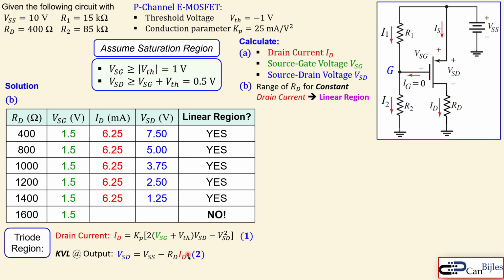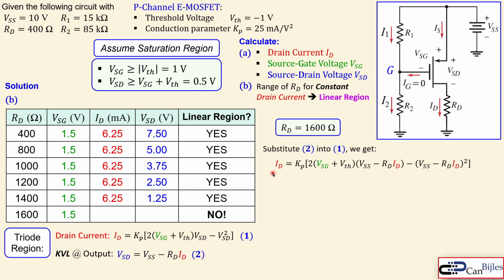If I now call this equation number 2, and moving on with the RD of 1.6 kilo ohms for our future calculations, we can substitute this equation number 2 in equation number 1. What happens? We get this. So we see we substitute this VS for this VSD, this expression, you get this here and the quantity here also squared.